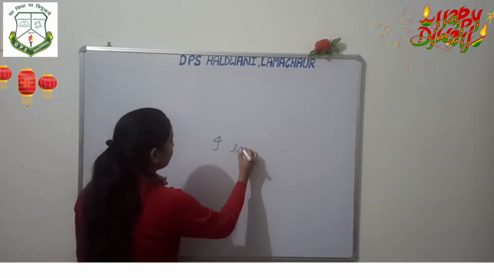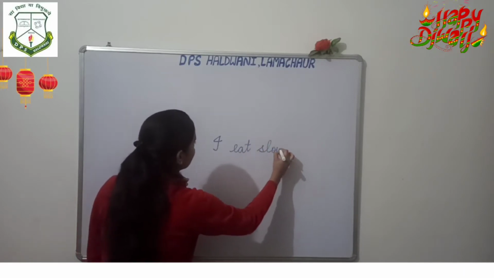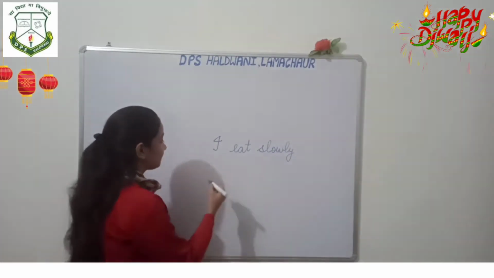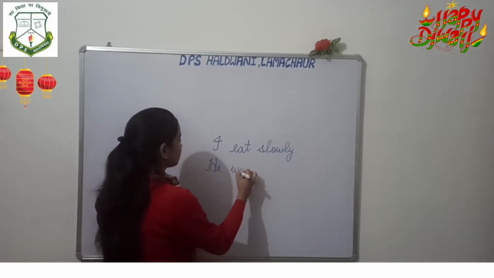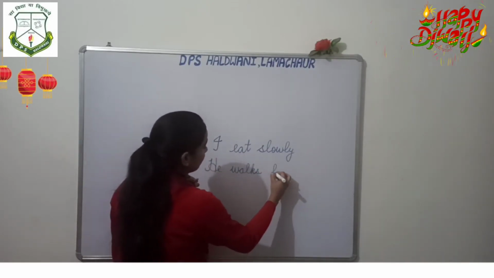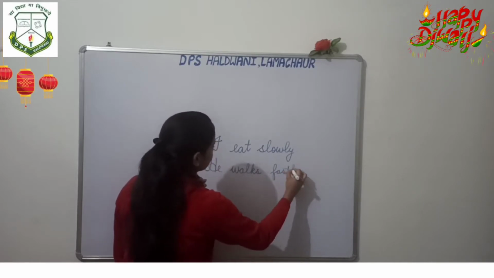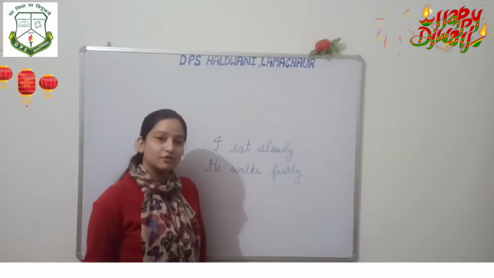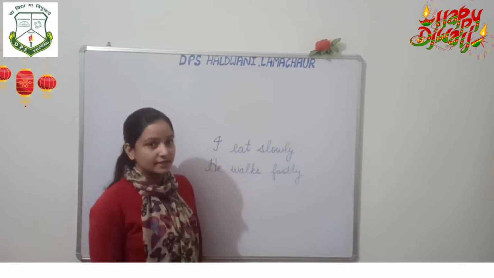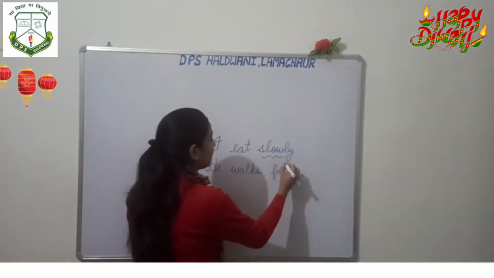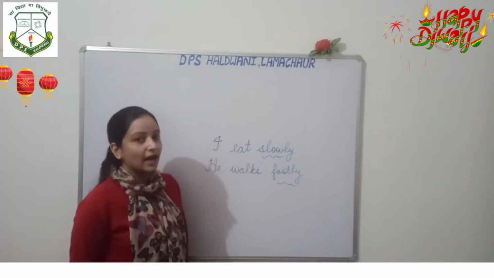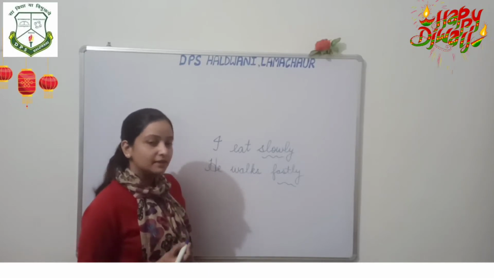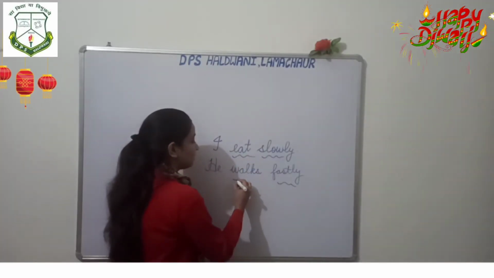I eat slowly. He walks fastly. We all know that we can form adverbs by adding ly at the end. So here, slowly and fastly are the adverbs, and both are describing the verbs. Which verbs? Eat and walks.